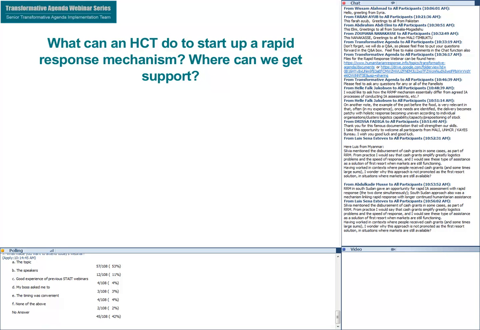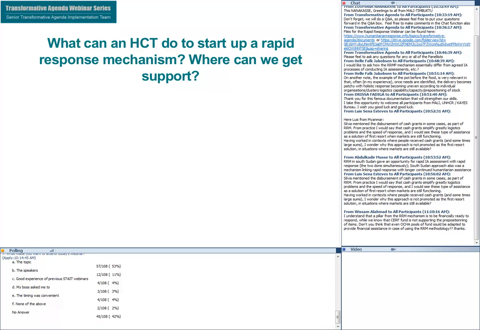And really, finally, don't hesitate to call upon all those colleagues around the world who have directly participated in the design and implementation of RRM mechanisms. These are colleagues who are working with NGOs, UN agencies, donors, partners at field and headquarters level. There is actually a very big RRM community out there.